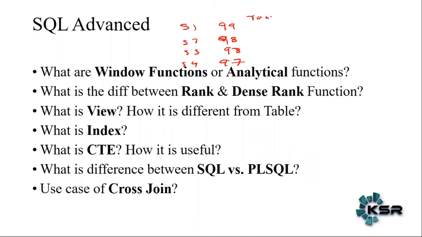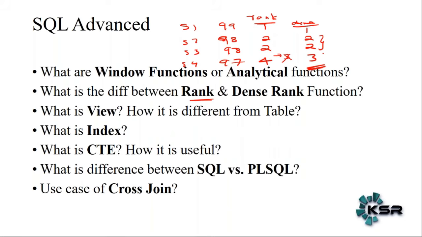The rank function gives us 1, 2, 2, 4. This is the rank that is given to these scores. Now, if you see in the rank function, rank 3 is skipped. Why? Because two people have scored the same marks, so the rank is skipped. This is what the rank function will do. Now, coming to dense rank, 1, 2, 2, 3. So even though two people are getting the same rank, the next rank will be the consecutive number. This is a major difference. Please remember this.